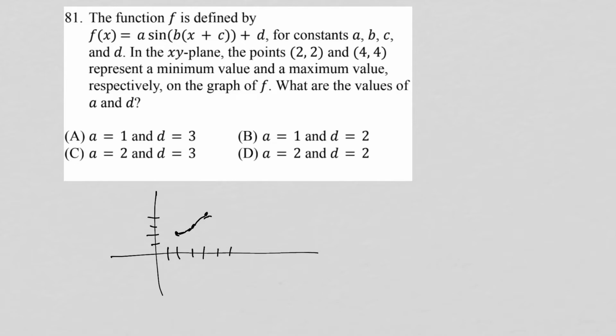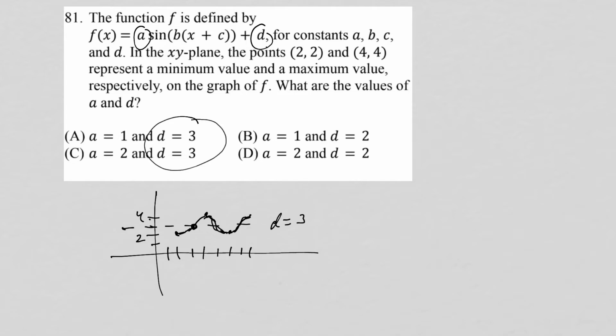If from 2 to 4 is from min to max, then from 4 to 6 is going to be back, and then from 6 to 8 is going to be the maximum again. So here's our sine curve. Maybe it starts from here, but none of that actually matters because the A and D value, the D is the middle line. So if 4 is the max and 2 is the min, then D is 3.